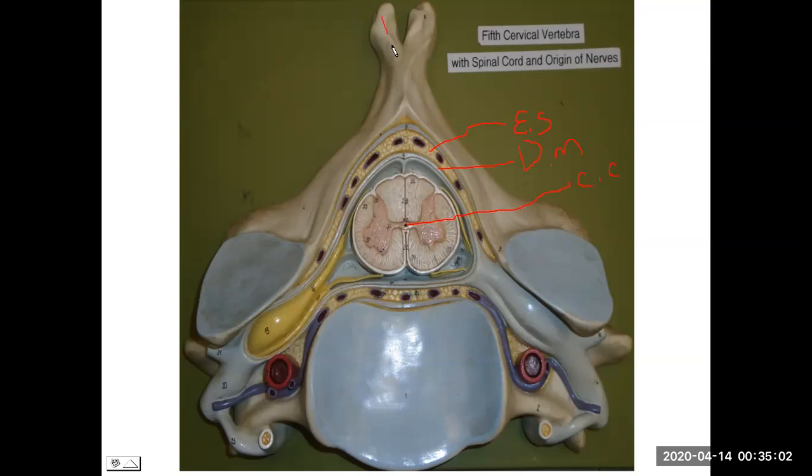And again, the spinous process is posterior on the vertebra, posterior side of the body. And it's now this groove here on the posterior side of the spinal cord is the posterior median sulcus. And on the opposite side, you see it's a wider gap. On the anterior side, there's an anterior median fissure.